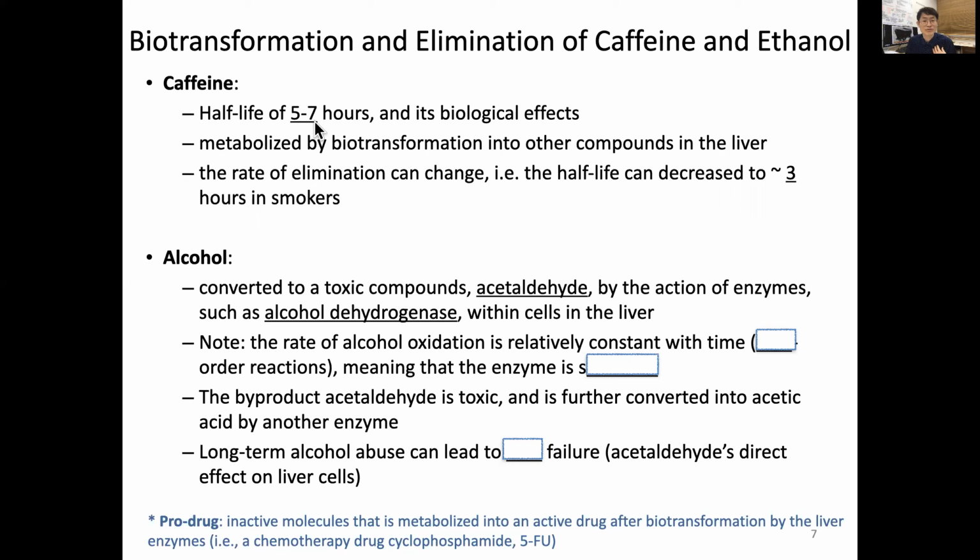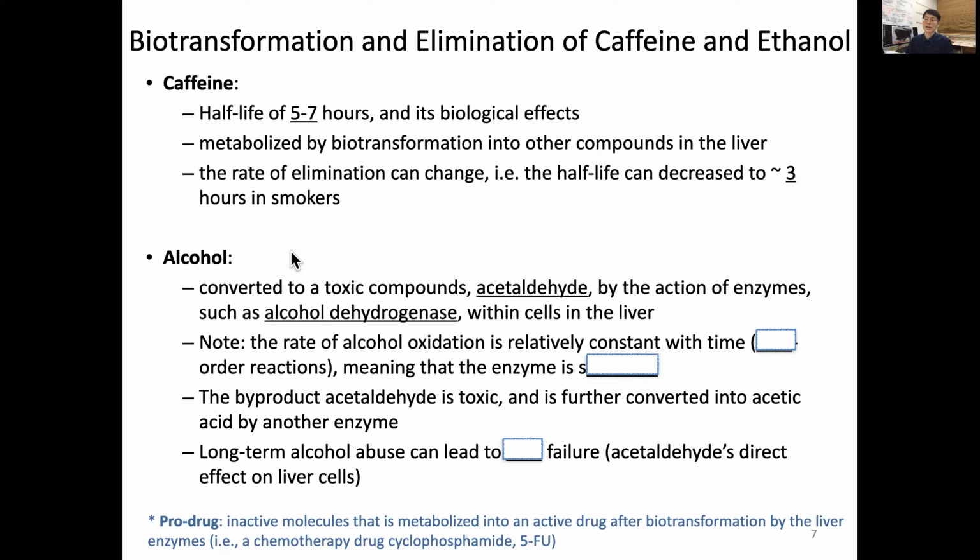But I have a friend who says, hey, I have no problem sleeping with coffee. It happens that he's a smoker. So I was curious, what happens to him? Why does he have no issue even though he drinks coffee, which of course includes caffeine? Actually I found that the rate of elimination can change; the half-life can decrease to 3 hours in smokers, which is interesting. And I realized why.